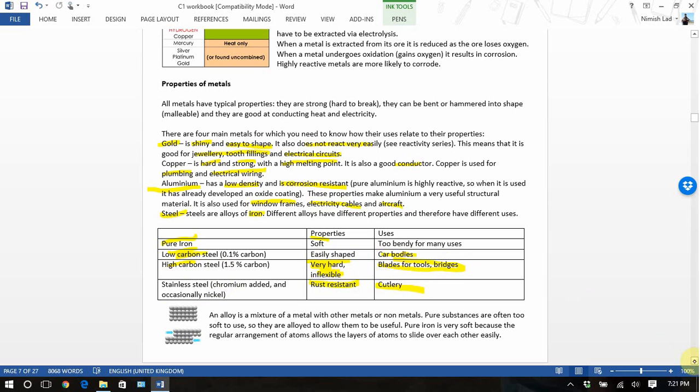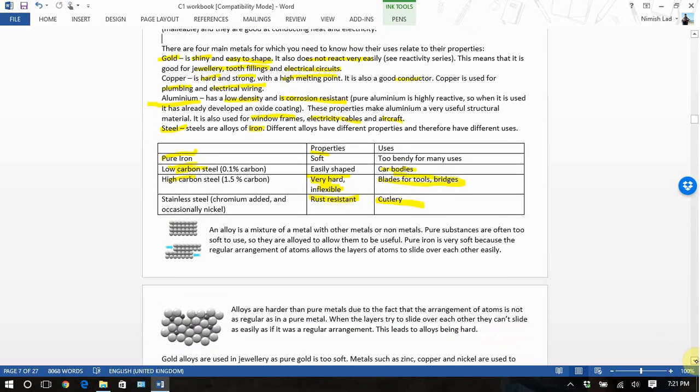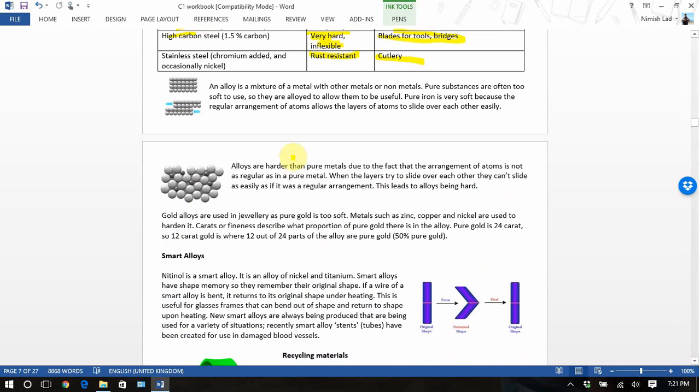So how come these things are getting harder if you're adding different atoms to them? Well, that's because we're alloying them. And if you alloy something, you're adding two different metals or non-metals together. So an alloy is a mixture of a metal with non-metals or other metals. Pure substances are too soft, so they are alloyed to allow them to be useful.